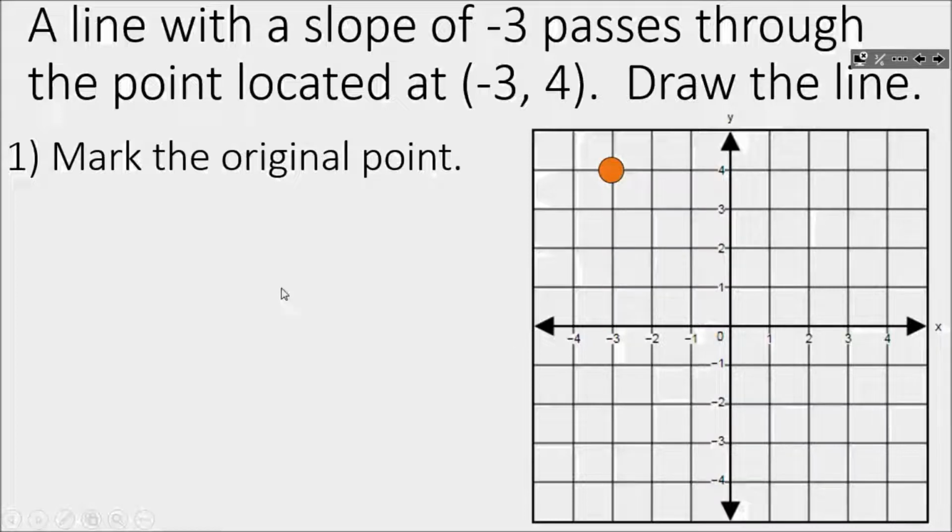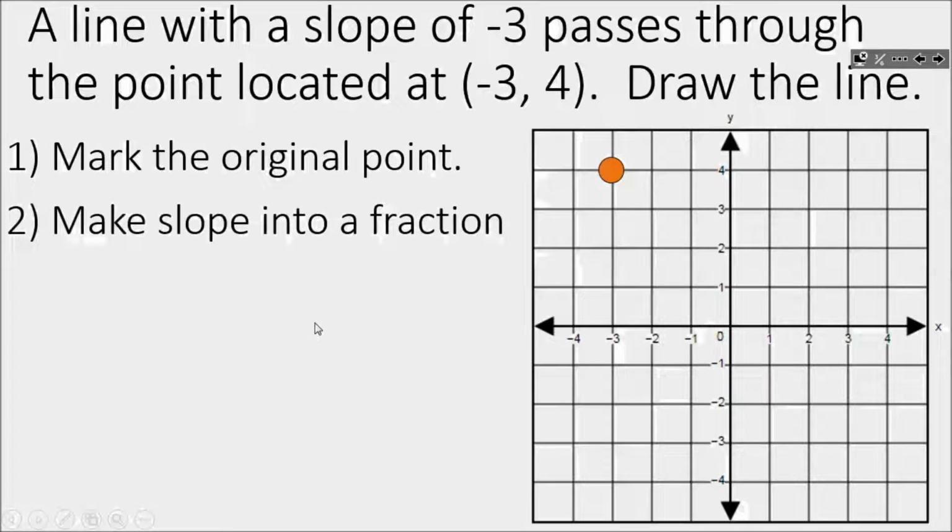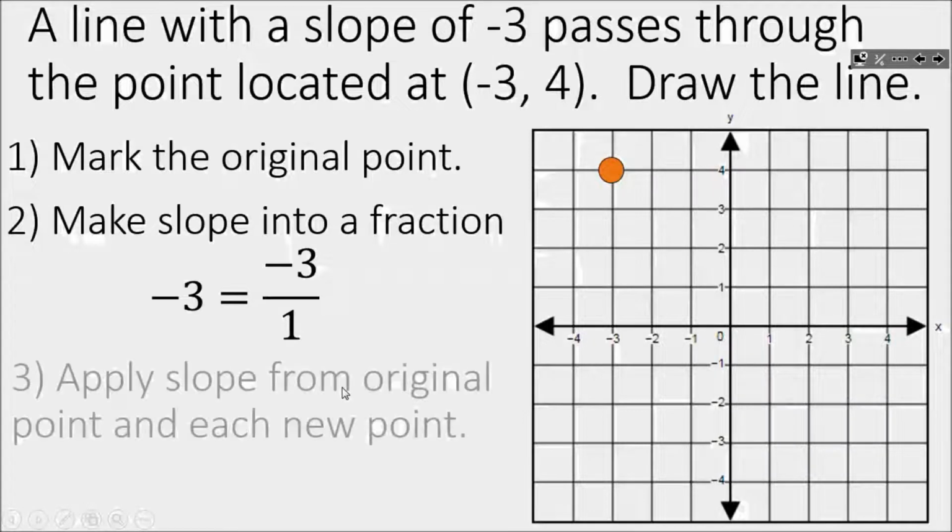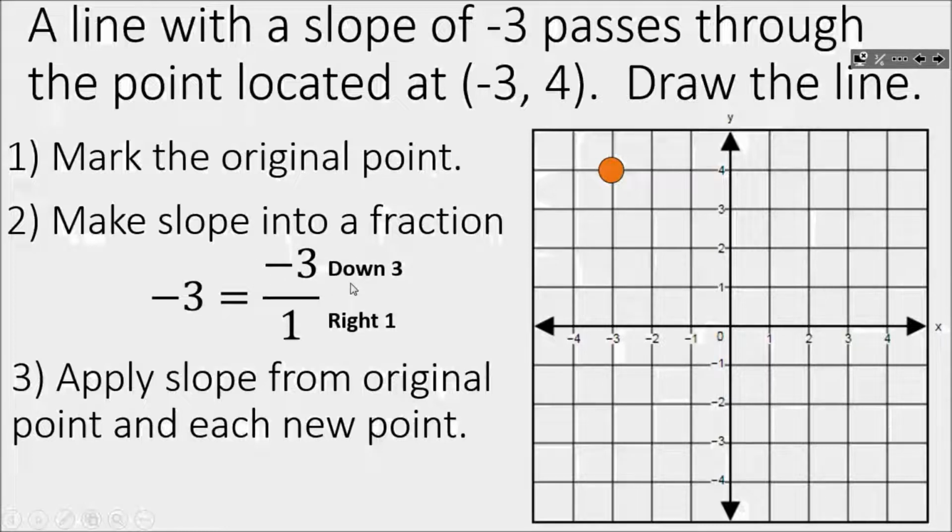We're going to think of our slope as a fraction. -3 is the same thing as -3 over 1. And then we're going to apply that slope from our point. So a vertical change of -3 means down 3, and a horizontal change of 1 means right 1. So I'm going down 3, right 1. There's our first move, and there's our point.